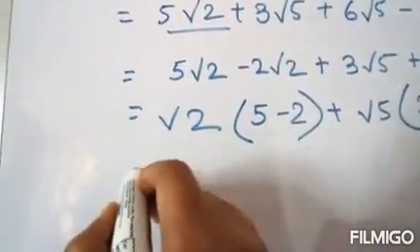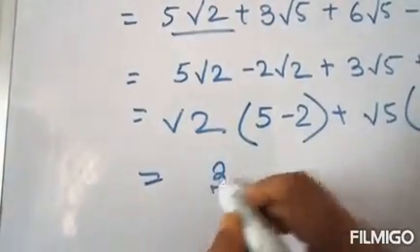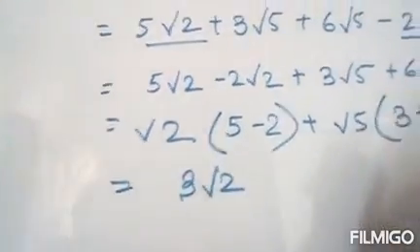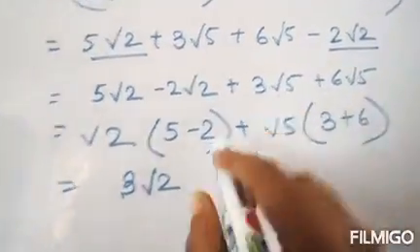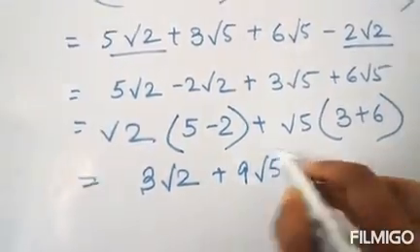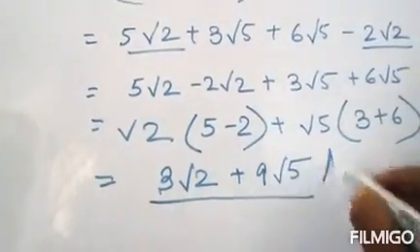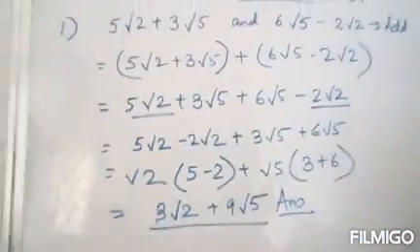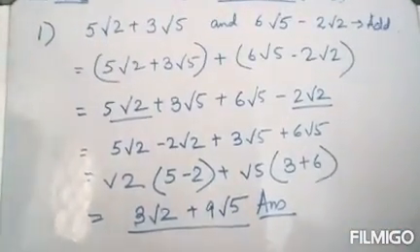5 minus 2 means what? 3. So 3 root 2. And here 6 plus 3 means what? 9. So 9 root 5. This is your answer for this question. Got it?